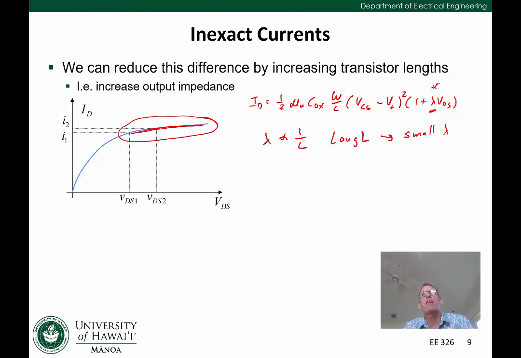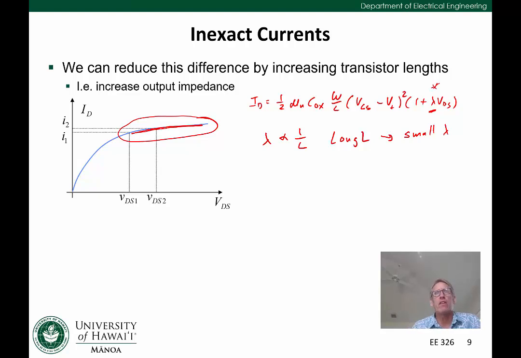And if you think about where channel length modulation comes from, where the channel length is actually changing as a function of VDS, the longer and longer your transistor gets, the smaller the effect of that channel length modulation is going to be. So long L is good for these types of current sources that we're dealing with here.